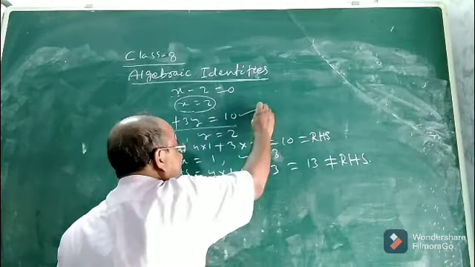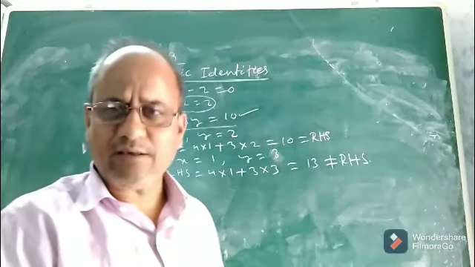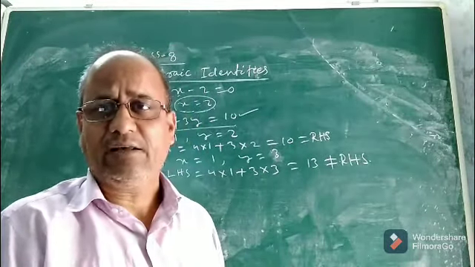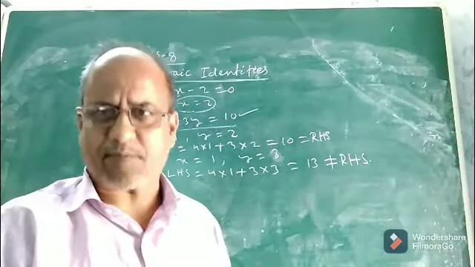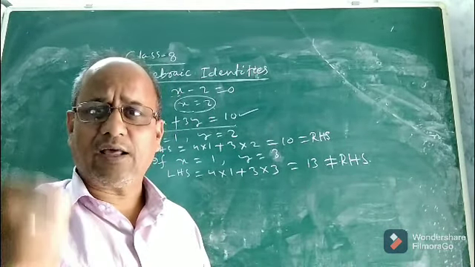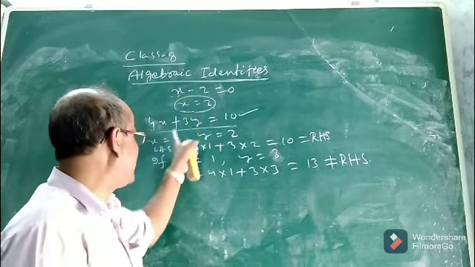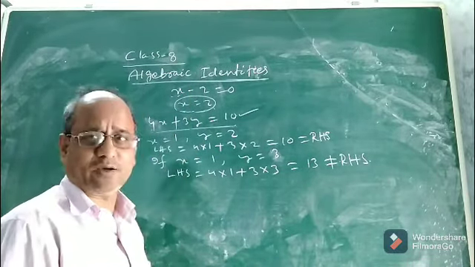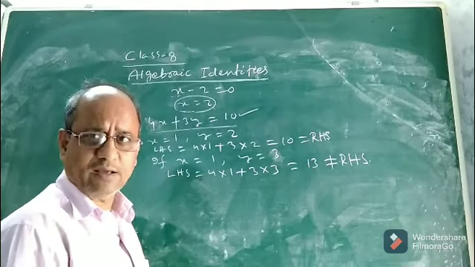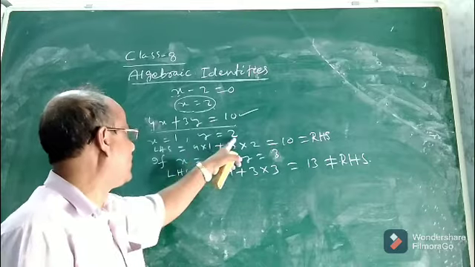That is why this is called an equation. So what is an equation? An equation is nothing but a statement of equality between two expressions, any two expressions, and that is true only for a fixed number or certain number of values. That means this equation is only true if x equal to 1 and y equal to 2.